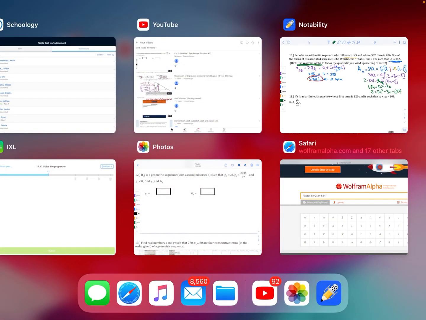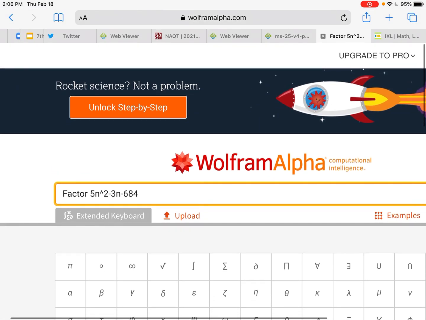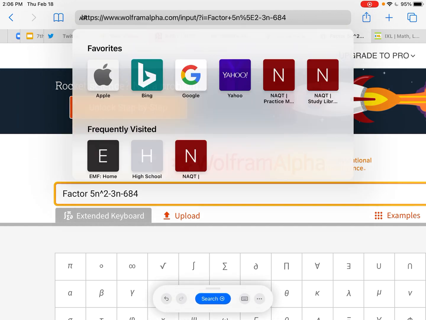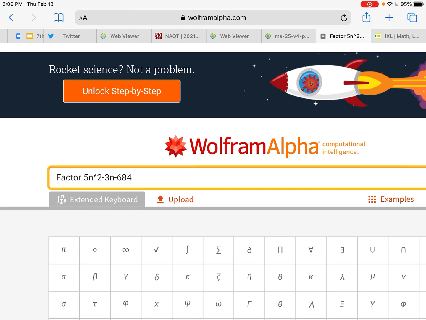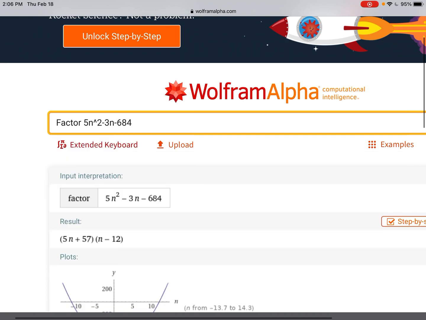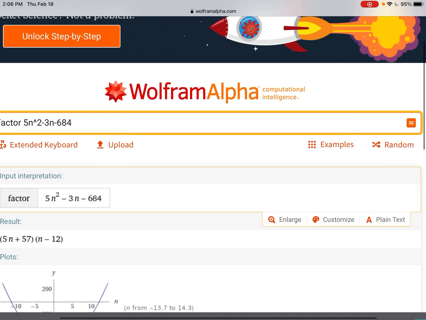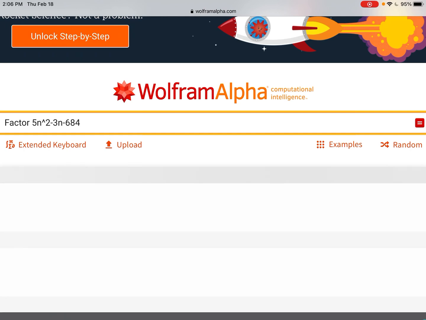So what is WolframAlpha? Well, just open up a browser, and you will see WolframAlpha. You see it right up here at the top. Oops, I didn't mean to erase that. That's okay, but you see it up there now, WolframAlpha. And you actually type in the command factor, and you put in 5n squared minus 3n minus 684. You've got the extended keyboard available and so forth, or you can actually upload a statement, and it'll try to interpret it. But to put in the squared, you put a power, that little up arrow there, a caret it's called.